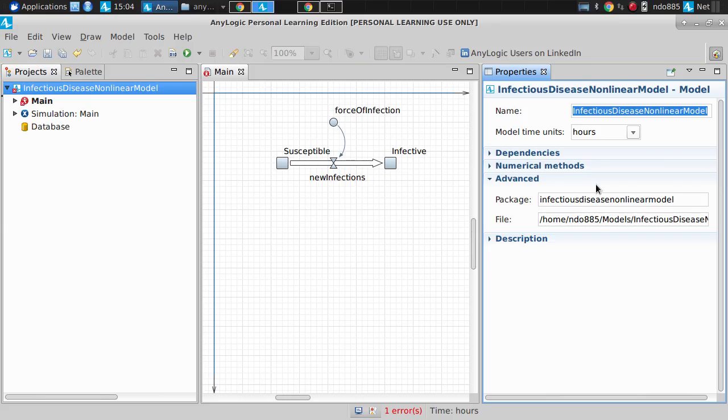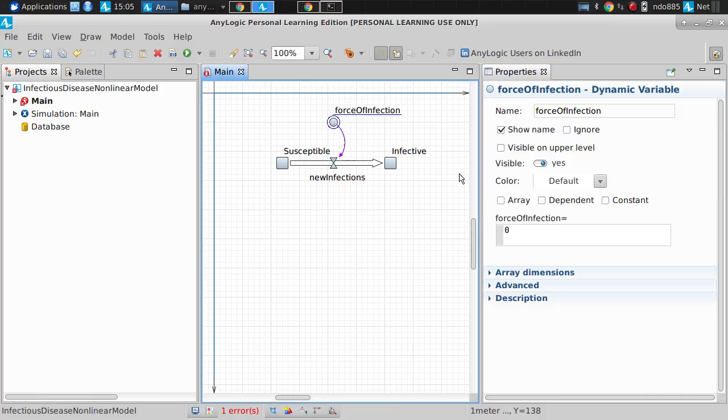This is a yardstick, and it just says what does one mean? Is it 1 day, 1 week, one hour, or what have you? We're going to change this force of infection. For now, ladies and gentlemen, we're going to make it 1% per hour, okay? Okay, very good.